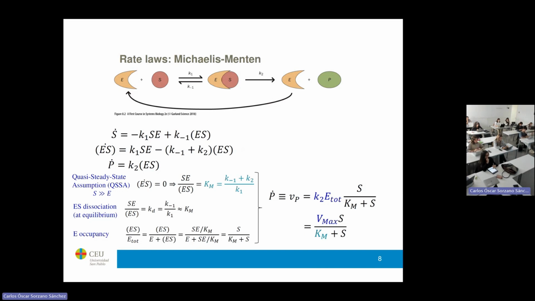And we have the product. So the rate at which the product changes is K2 times this thing. But this thing, now you have it. You have ES is some constant times the total enzyme concentration. So now you have it there. So now you have derived the Michaelis-Menten relationship. So the rate at which the product changes is this one, but this one comes only after a few assumptions.